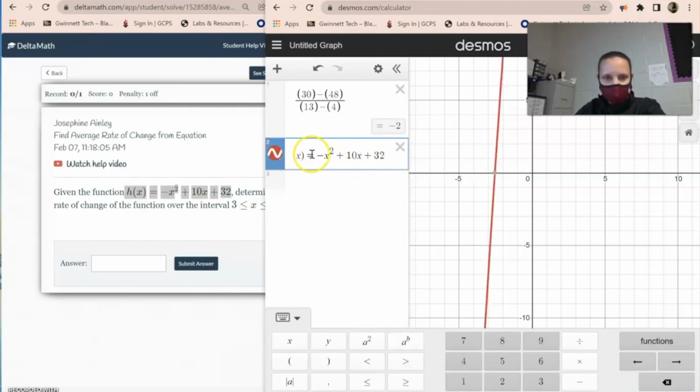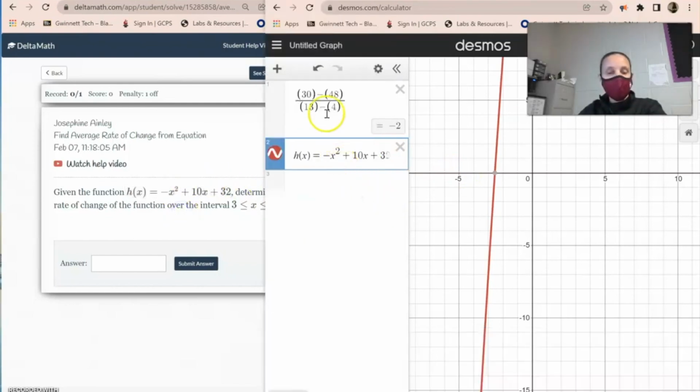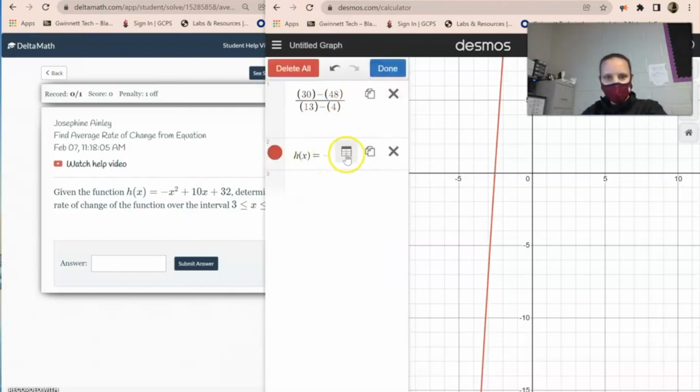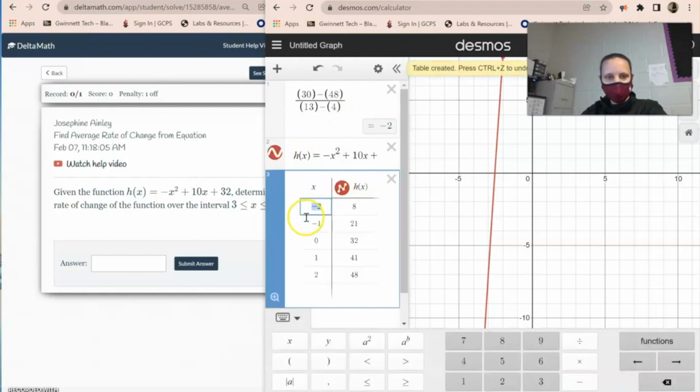All right, something has come up. So once I get an equation, now that I know how to do it from a table, all I need to do is make this a table, right? To make that a table, click on the settings, hit table, and now it's a table. And now you're looking for your intervals again.